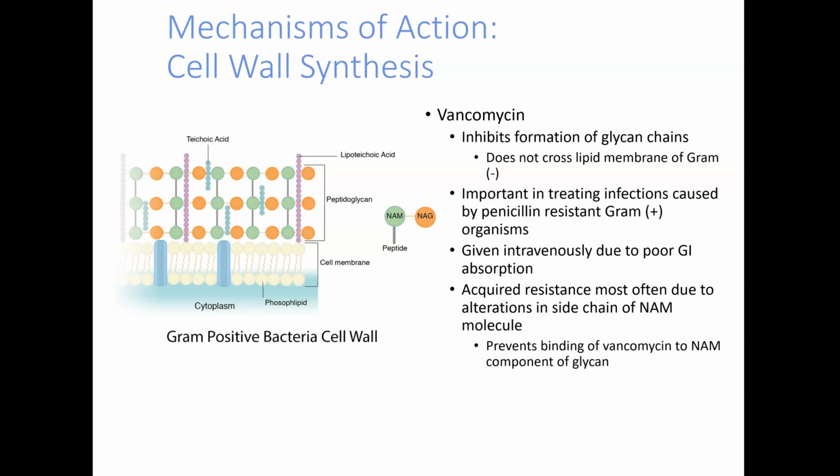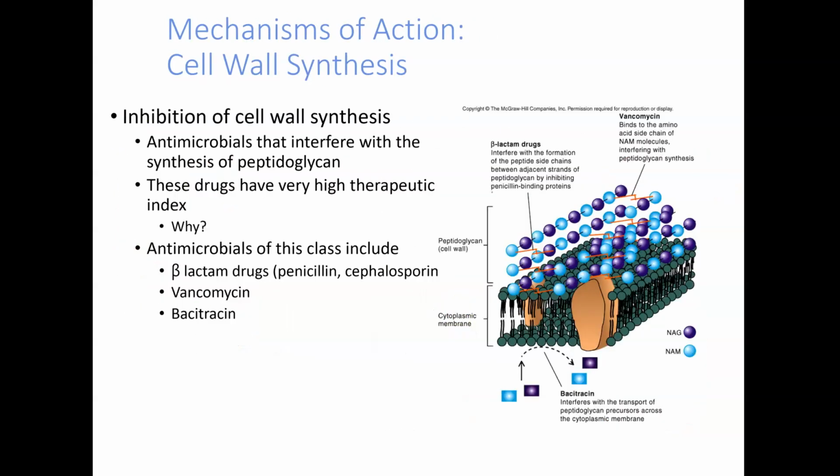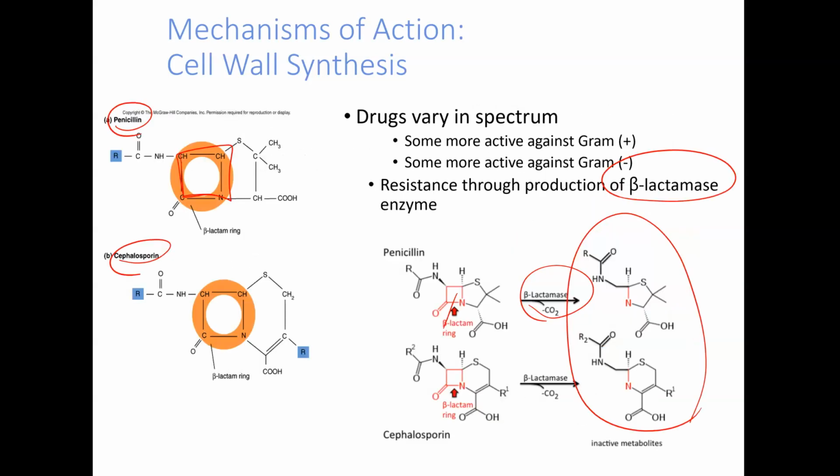And we'll talk about that. I think it's the last slide in the lecture too. But vancomycin is really only good against gram-positives. It inhibits the glycan chain formation. It binds to the NAM molecule, and then it doesn't allow the side chain of NAM to link up to the NAG subunit. So again, the molecular mechanism is not terribly important, but understand that it's distinct from those lactam drugs.